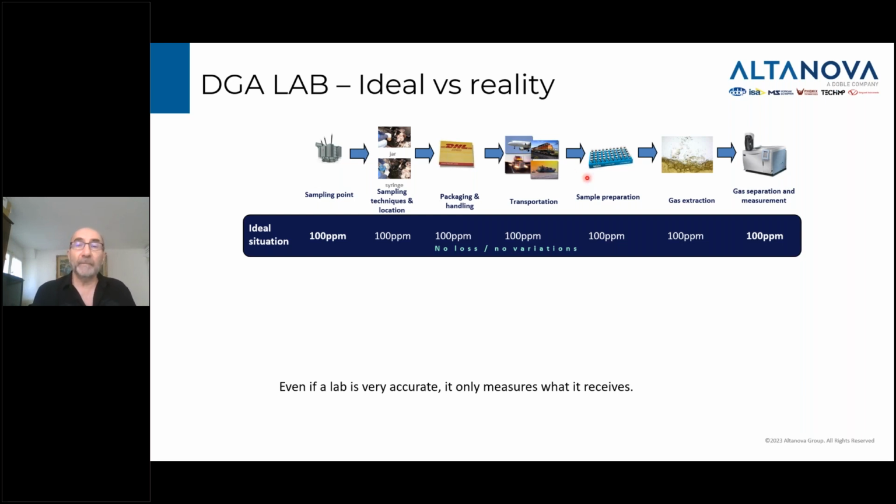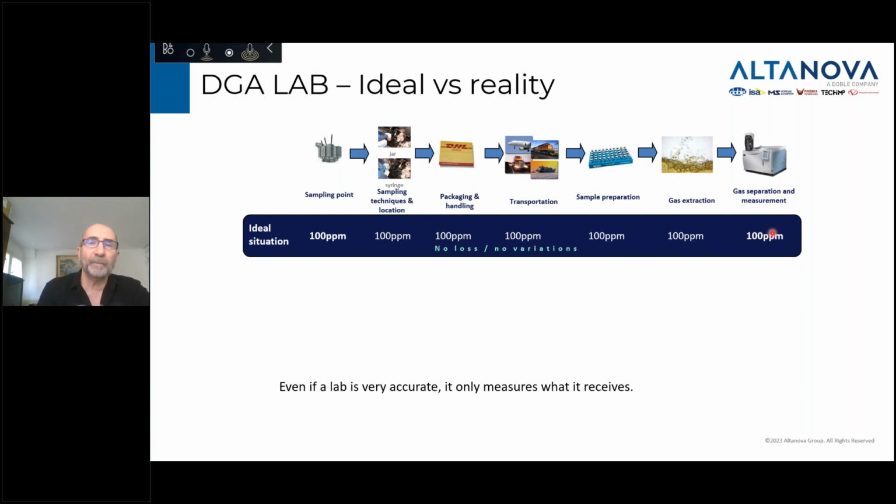When it gets to the lab, the sample will wait, depending on the lead time of the lab. Then they have to prepare the sample, extract it, and mostly use GC to separate the gases and measure them. So when you look at that process, in an ideal situation, if you had 100 ppm of gas in that transformer, you would like to see the results coming out of that GC at 100 ppm. That's the ideal situation, and it never happens.